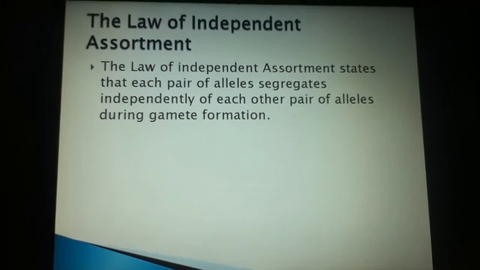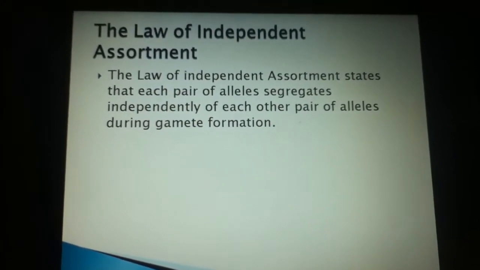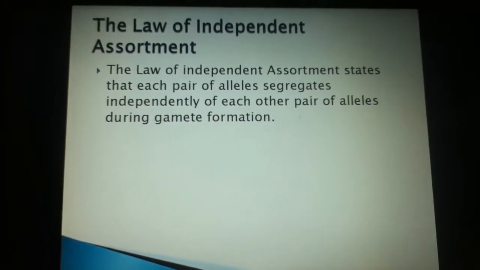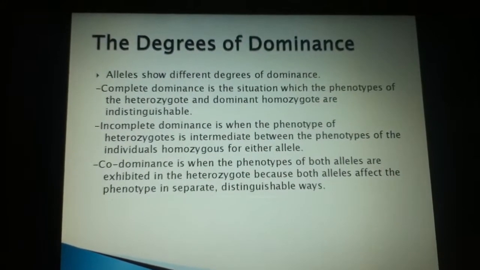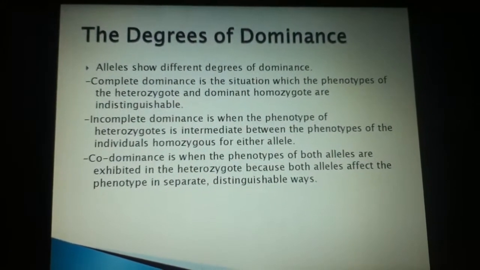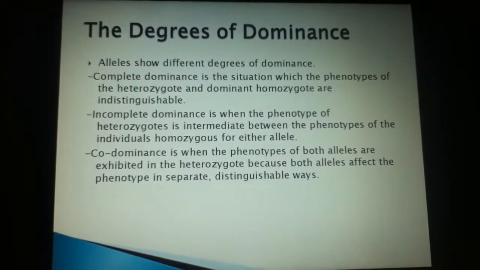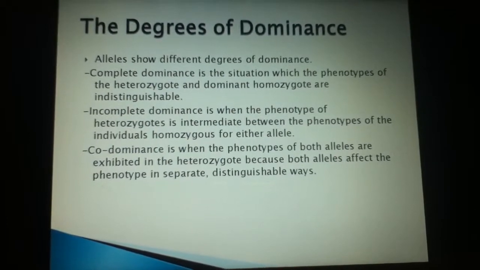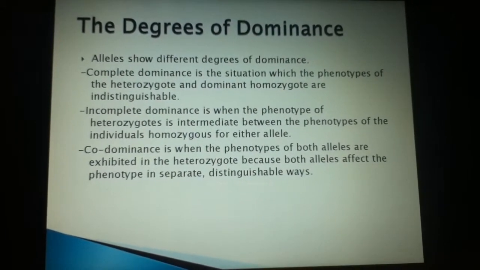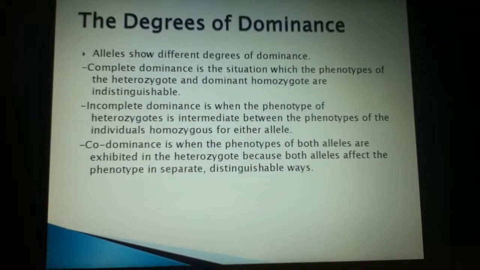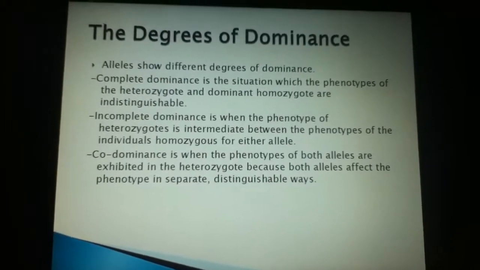Law of independent assortment is each pair of alleles segregates from other pairs of alleles during gamete formation. Complete dominance is when only one allele is shown. Incomplete dominance is when both alleles are shown with a mix. Codominance is when both alleles affect the phenotype in separate, distinguishable ways.